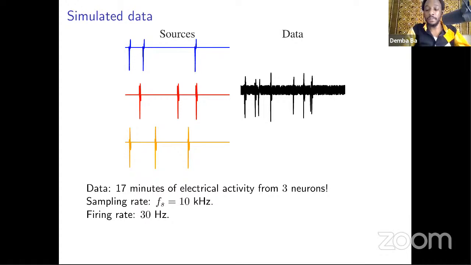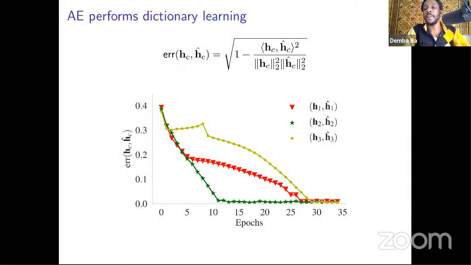How does that work? It works as follows. Because I picked the filters, let me explain to you what this slide shows. On the x-axis, you have epochs of training your neural networks. The unknowns of the neural networks are the 3 filters associated with each of the sources.